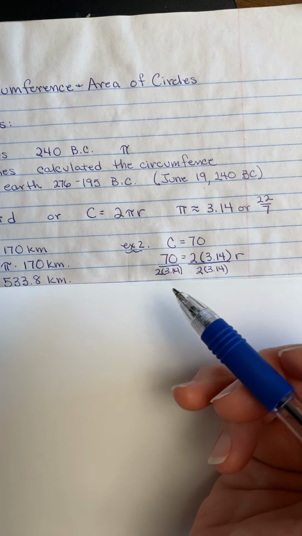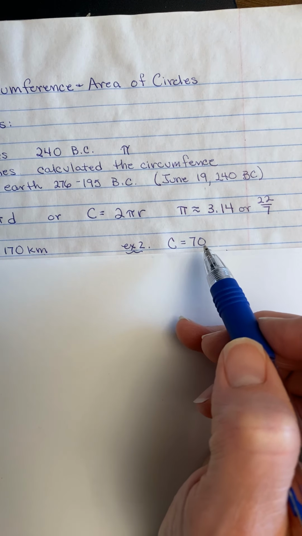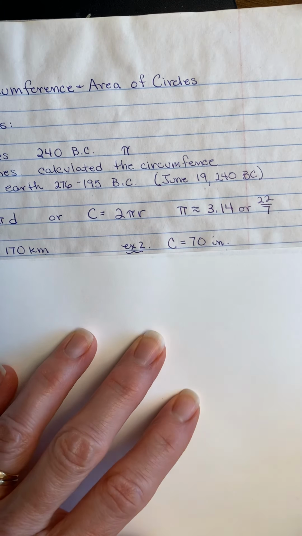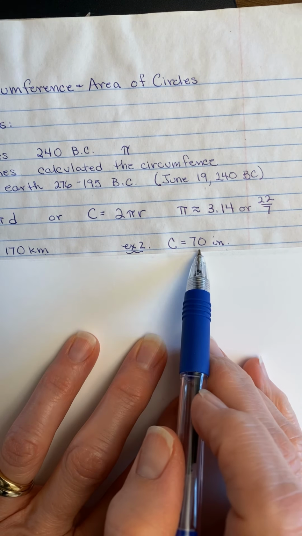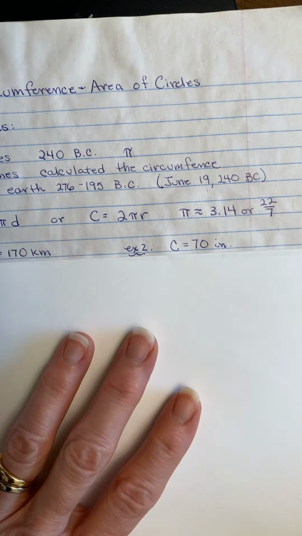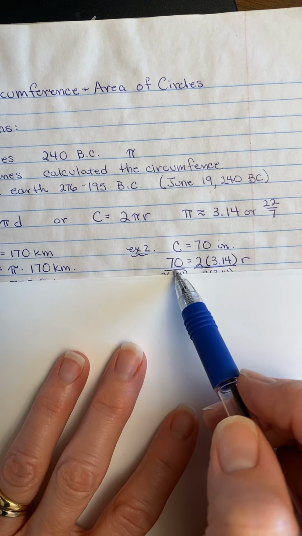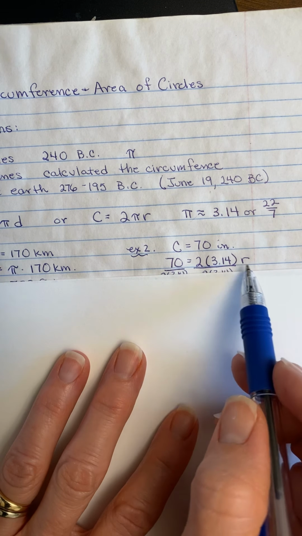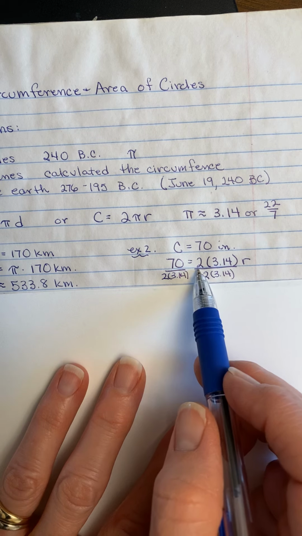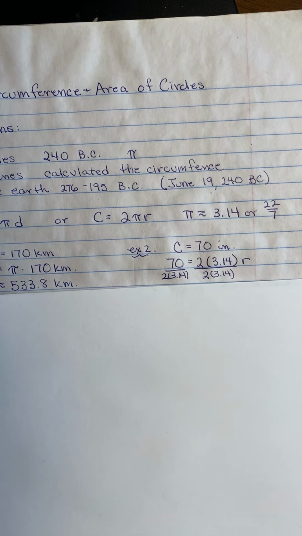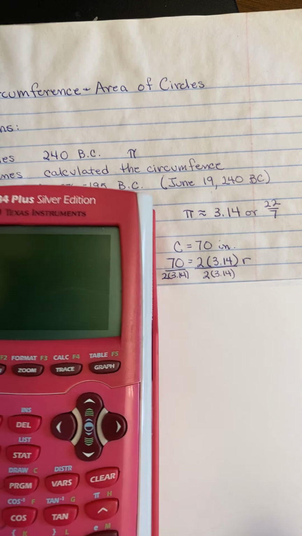In example 2, we are given a circle that has a circumference of 70 inches. What would the radius be? So if we have the circumference and we're trying to find the radius, we would use this formula. So let's plug and chug. C is 70, and it's equal to 2 times pi times r. So to solve for r, we need to divide both sides by 2 times 3.14. Well, I want to show you how to do that and how to be careful about that.